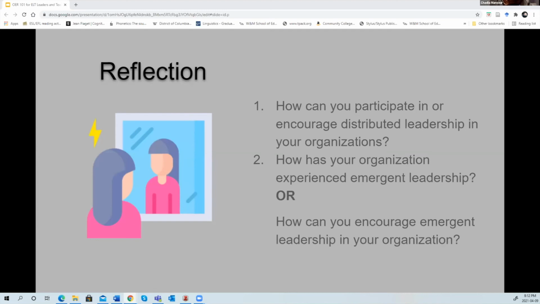Just talk. How can you participate in or encourage distributed leadership in your organizations? How has your organization already experienced emergent leadership or encouraged emergent leadership in your organization? Any volunteers here?